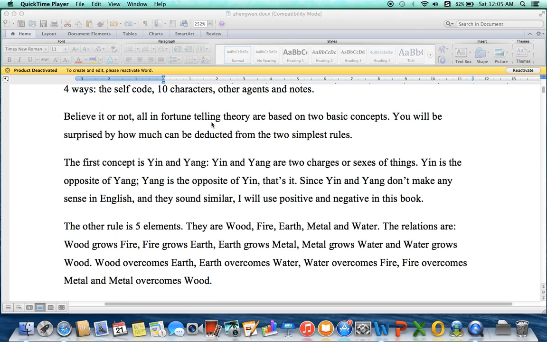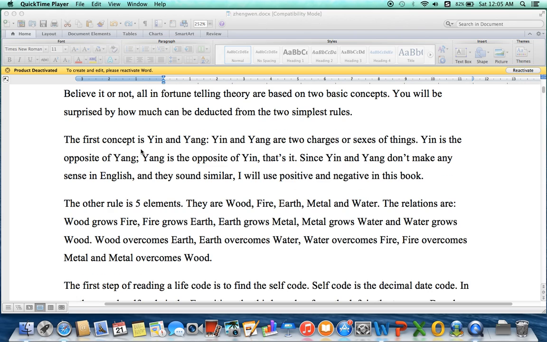Believe it or not, all fortune telling theory is based on two basic concepts. You'll be surprised by how much can be deduced from the two simplest rules. The first one is yin and yang. Yin and yang are the two charges or sexes of things, as most of us may know. Yin is the opposite of yang, and yang is the opposite of yin, and that's it, simple like that. Since yin and yang don't make much sense in English, I'll use positive and negative in the book. So if I say positive or negative, that means the yin and yang property.